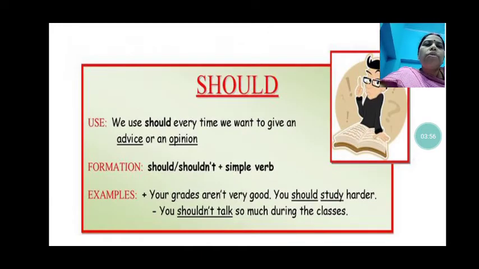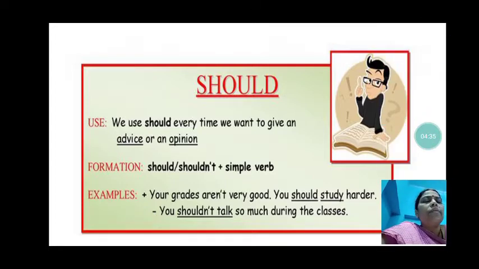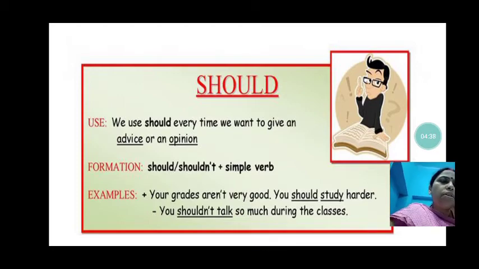Now we use should every time we want to give an advice or an opinion. So when we have to give advice or opinion, we use should. See, formation: we are talking about shouldn't also. Should, shouldn't plus simple verb. Like for example, your grades aren't very good. So I am advising you, you should study harder. Now you shouldn't talk so much during the classes. Here we have used the form shouldn't. And in the first one we have used should. We will read about shouldn't also.